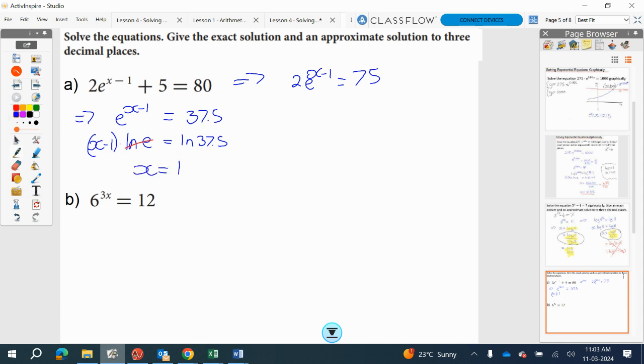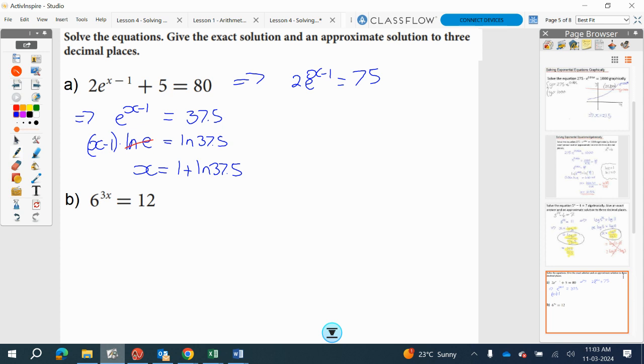So then we can simplify, ln e cancels, ln e becomes 1, remember this. So x is equal to 1 plus ln 37.5. I'm writing the 1 plus instead of 37.5 plus 1. It's easier for me to avoid the ambiguity of whether the plus 1 is inside the logarithm or not.